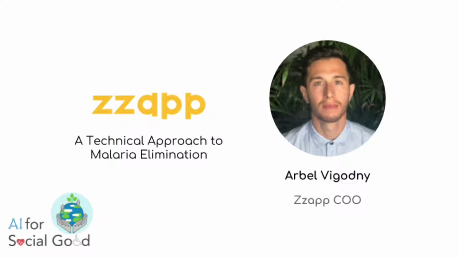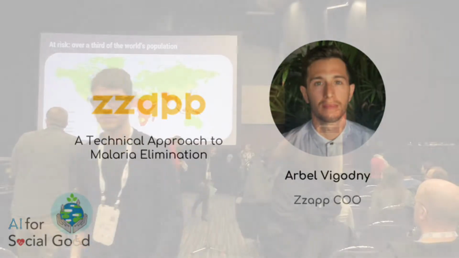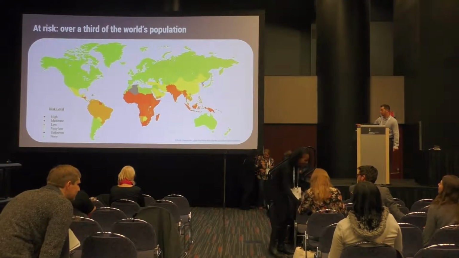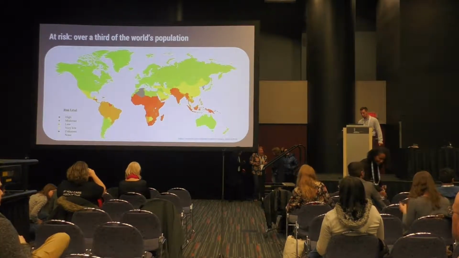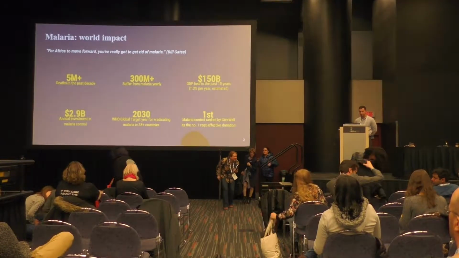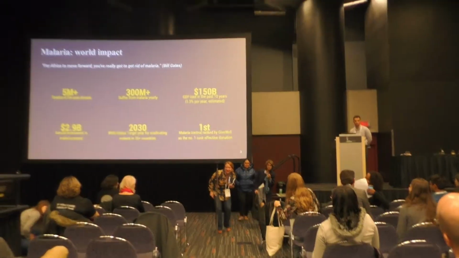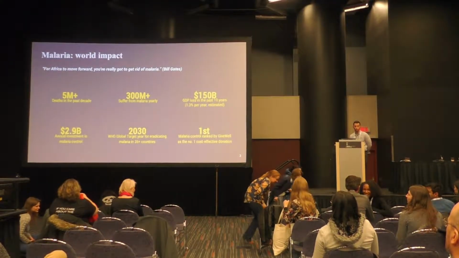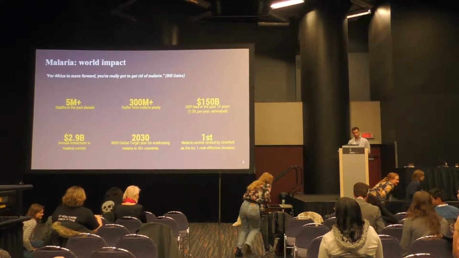Hello everyone, my name is Arbel, and I'll be talking about how Zzapp is using artificial intelligence to fight malaria and towards malaria elimination. So malaria used to be everywhere, all over the globe. Today, it's been eliminated in many countries, and 90% of the malaria burden is now in sub-Saharan Africa. Still, over a third of the world's population is at risk of contracting malaria. And every year, there's 300 million new cases reported, leading to over 450,000 deaths.